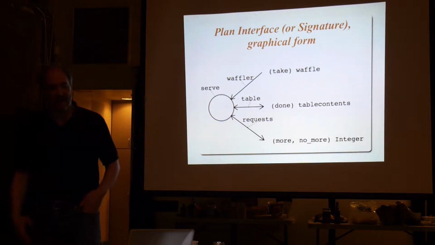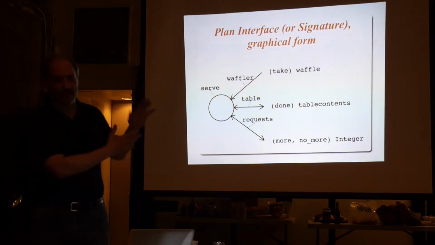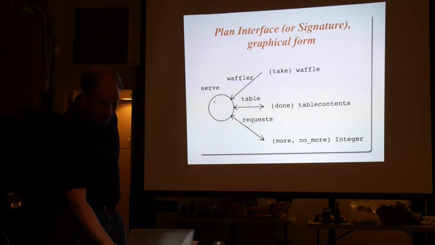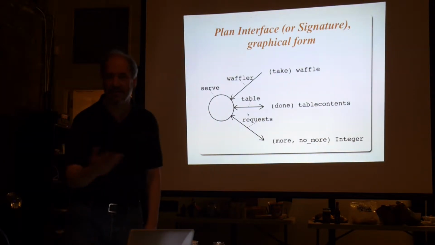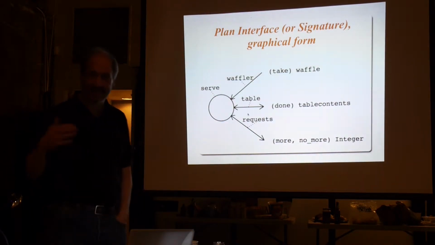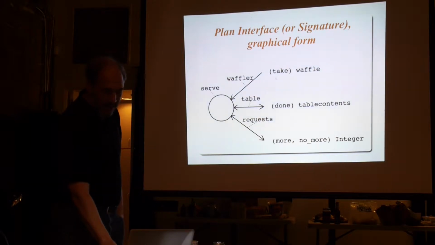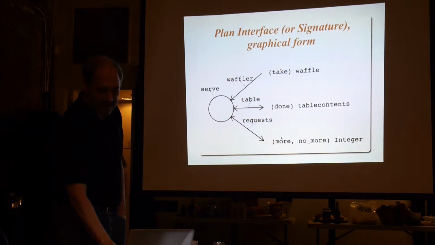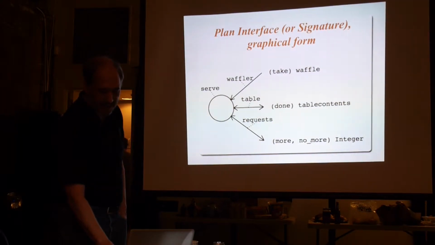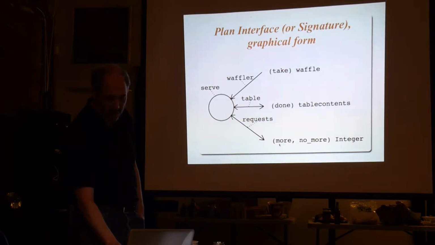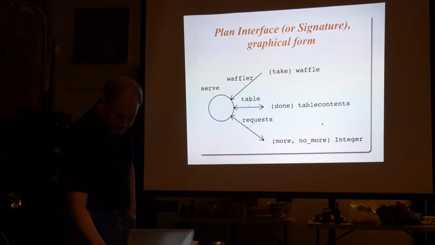Okay, and a plan interface is often illustrated in a graphical form, which just shows the name of the plan as a circle, and then the names of each one of the roles, and then a line representing, by the arrowheads, whether it's an observe or a replace or an update. That is in, out, or in-out. In parens here, we have the list of transitions for each role. So take for that, done with that, more or no more for that, and then the type.